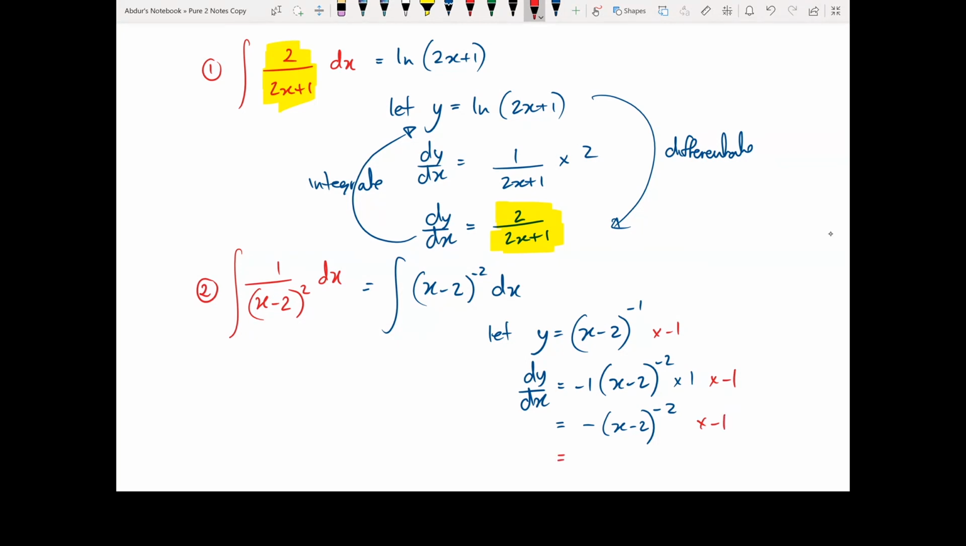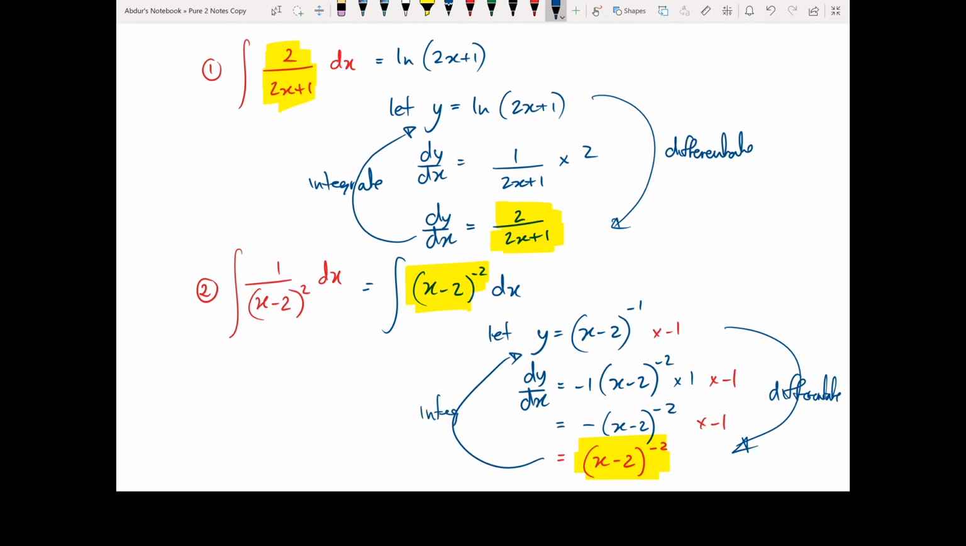And as such, we then get (x − 2)^(−2). And as we can see here, what we get after applying chain rule differentiation is exactly the same as what we are trying to integrate. So we can say if this differentiates to give us that, then this integrates to give us that. So the result of the integral of (x − 2)^(−2) is equal to −(x − 2)^(−1).